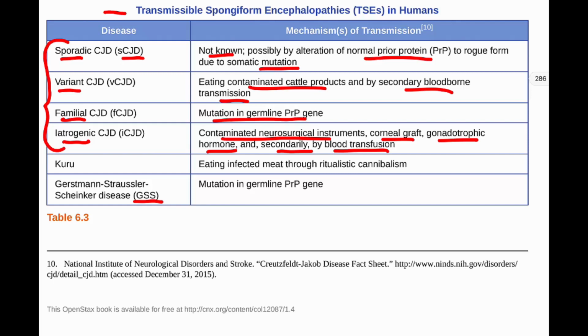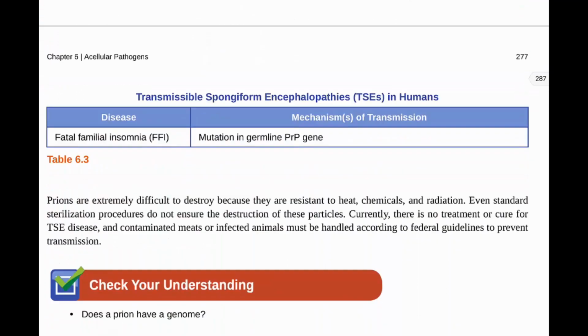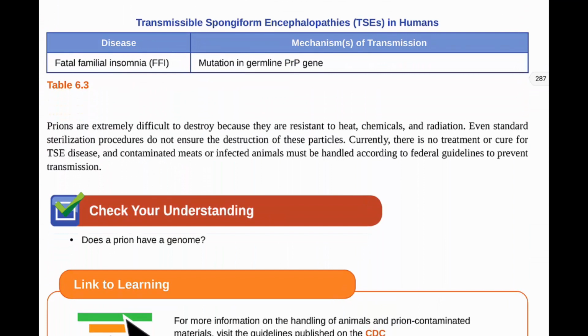Kuru is seen by cannibalism, eating infected meat. So a person that has prions then is eaten by another person, and then they get Kuru. And then our Gerstmann-Straussler-Scheinker disease is a mutation that's passed down through the family. So GSS is not really seen by getting it from anybody else. That's just something that comes in the DNA. And then the last one is the fatal familial insomnia, the key there being familial. This is also a mutation in the germline, meaning that that's something that's passed down in the family.